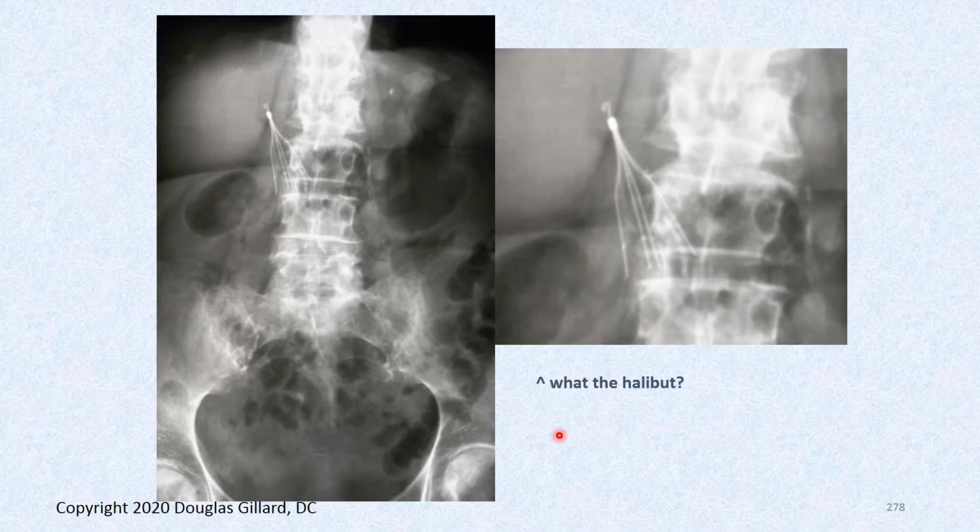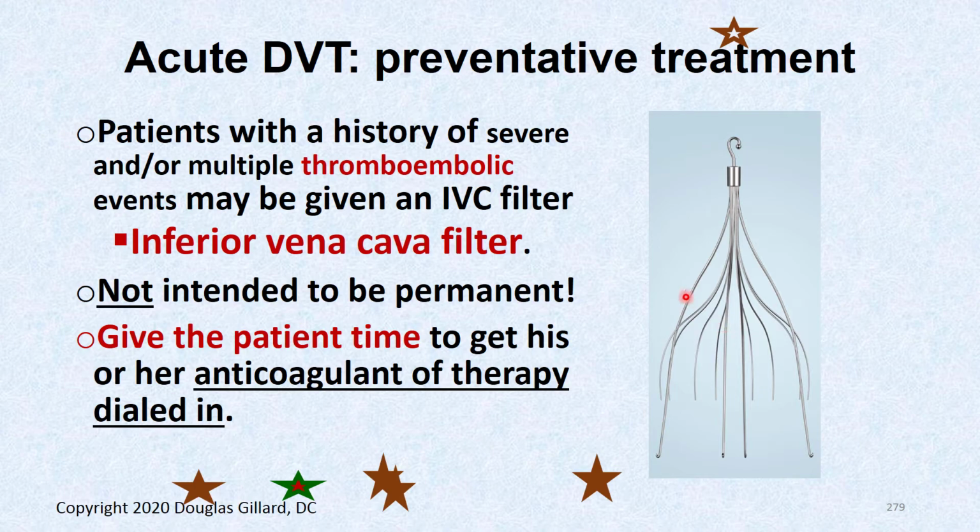What is that thing? Anybody see it? Looks like a badminton birdie that you play badminton with. Anybody know? Good, somebody got it. That's an IVC filter, inferior vena cava filter. So that's what they look like.